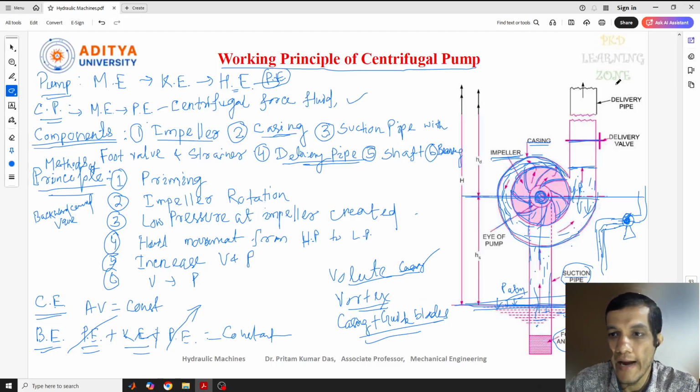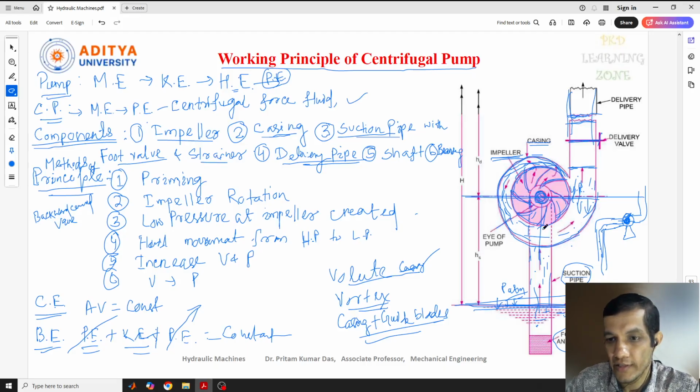Now the delivery pipe. Here you can see this is the delivery pipe. This portion is actually very long, and to show it in a short manner, a cut portion is given, so that we understand it is a very lengthy pipe. The delivery valve is connected here to control the flow. I hope you understand. This is the delivery pipe. The suction pipe I already told you about, with foot valve and strainer.